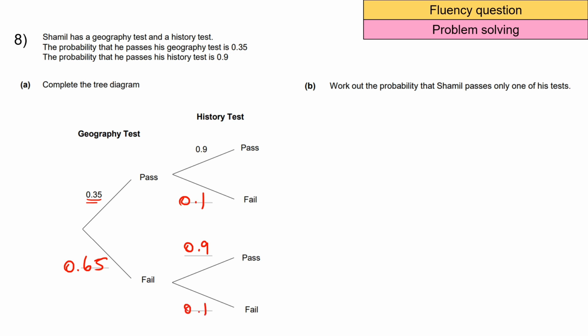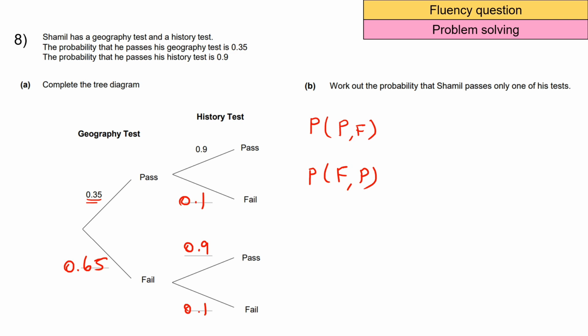The question is asking us to work out the probability that Shamil passes only one of his tests. So you are looking for probability of pass, fail, and then probability of failing and passing. Okay, watch out for the language. Passing and failing, failing and passing. And then in the end, it's going to be this or this. So or in probability is going to be adding, and is going to be multiplication.